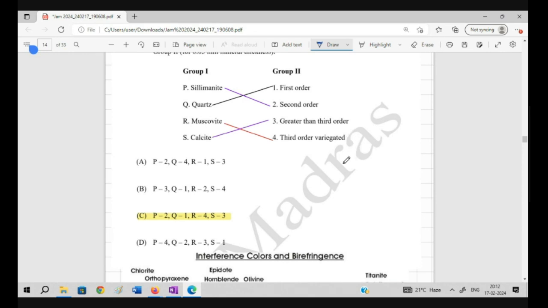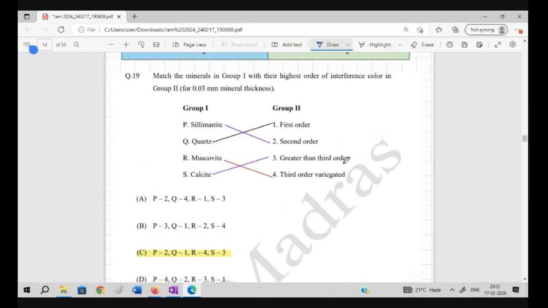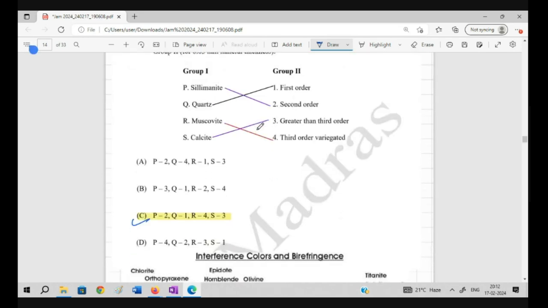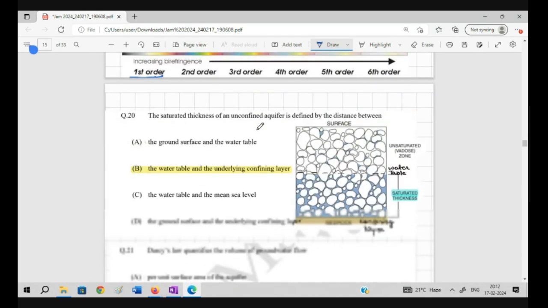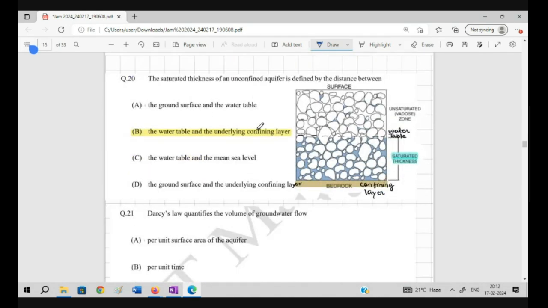And if we match them correctly, it will be option C. Yes or no? Yes, sir. C is the correct answer. Okay, yeah, C. Yes, sir. C it is. Then let's move to the next one.